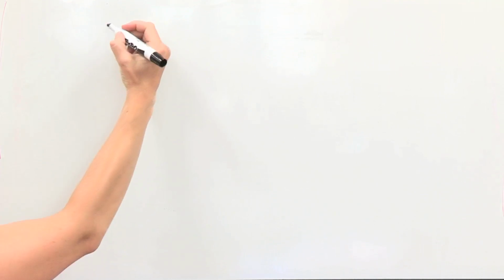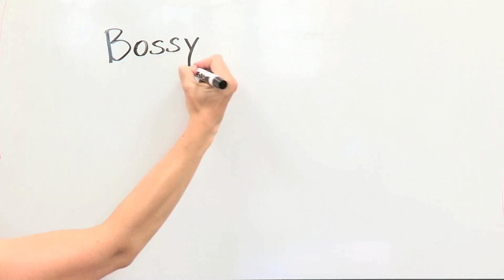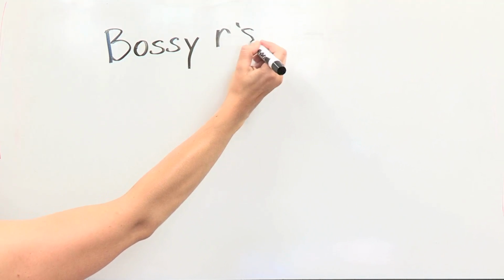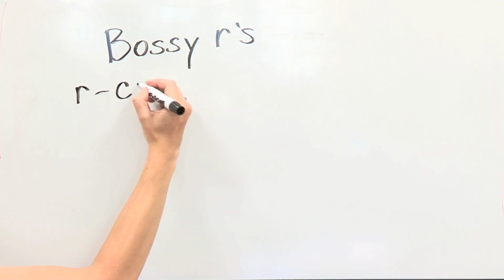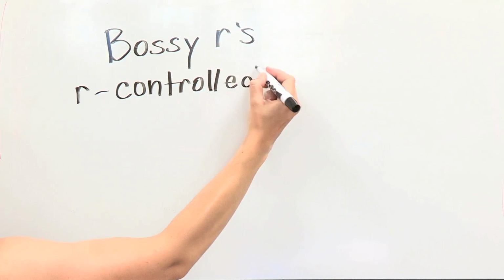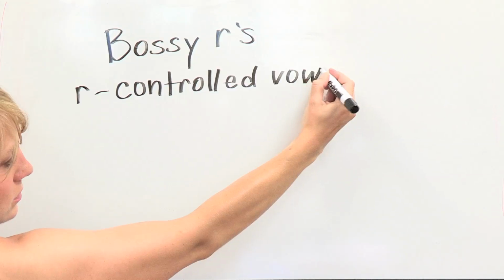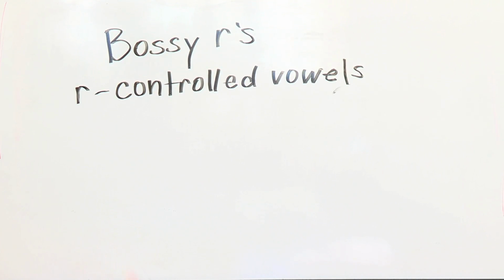All right, today we're going to talk about what we call Bossy R's. Right. And that is the cheesy phrase that we teach kids to help them remember. So otherwise known as R-controlled vowels. That's why they're bossy. Okay. So whenever any vowel is followed by the R, it changes the sound. Right? So the sound differs based on the vowel.